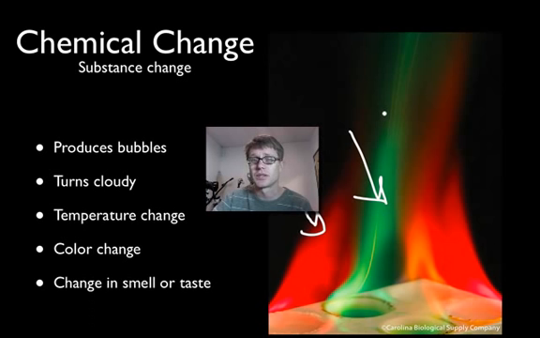We have salts that are mixed up, and then we give them combustion or enough of an oxidizer, and we can get all these different colors. So a color change would indicate that we've got a chemical change going on.